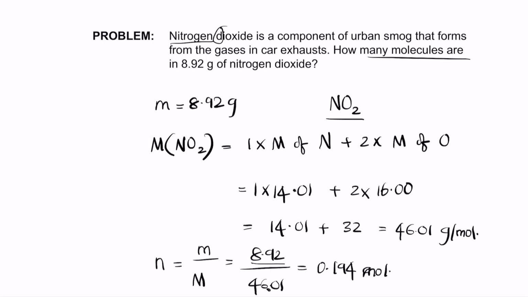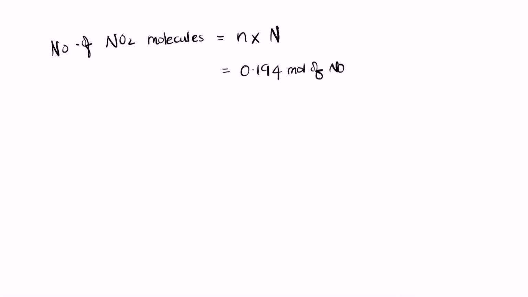Now once we found the number of moles, the next thing we want to know is the number of molecules. So the number of NO2 molecules can be given by the formula, the number of moles times the Avogadro number. So the number of moles is 0.194 moles of NO2 times 6.022 times 10 to the power 23 NO2 molecules in 1 mole of NO2.